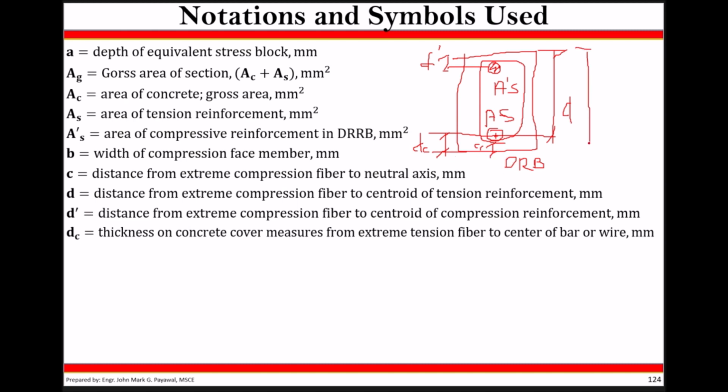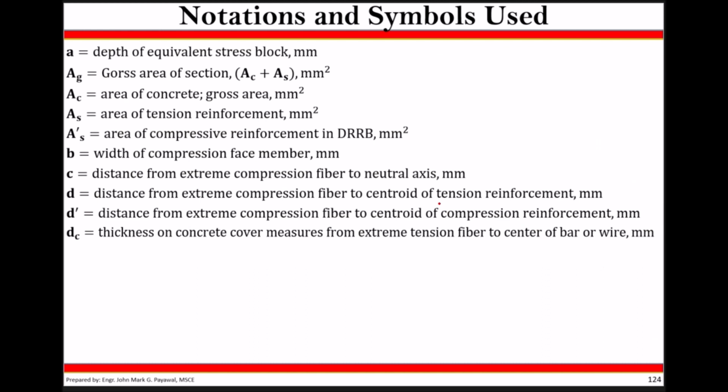If I will call this my H, therefore my effective D from the illustration would be equal to H minus D sub C. Okay, from the geometry, we can say that the effective depth D is equal to H minus your D sub C. D sub C again is the thickness of concrete cover, measured from extreme tension fiber to center of your bar or wire. So there are times that D sub C is given, and then it would be easy for you to compute the effective depth provided that your overall depth is given, which is H.